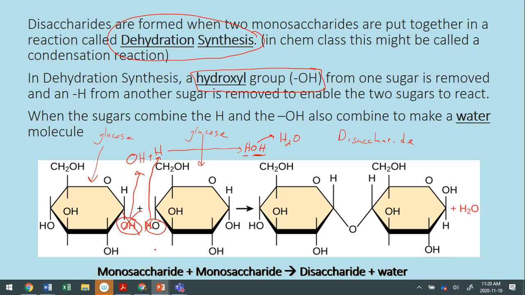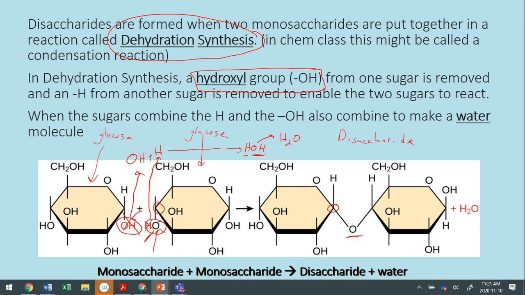Now what I have left is this oxygen right here. And again, I don't know if you guys remember from Science 10 chemistry, but oxygen can bond 2 times. So this oxygen is bonded to this carbon right here, and it has a free bond that it can make. So what it does is it bonds to this carbon, and it forms what's known as an oxygen bridge. And it binds the two glucose molecules, or whatever monosaccharide molecules, together to form a disaccharide.